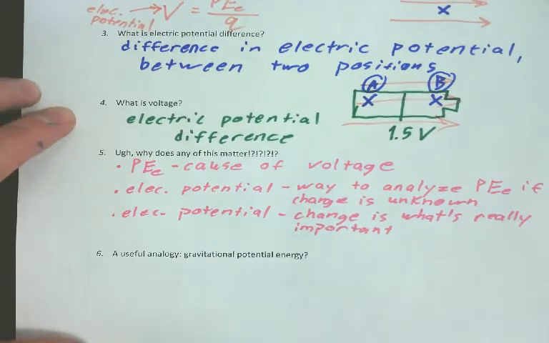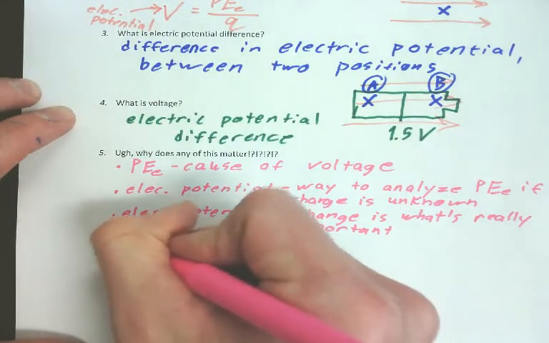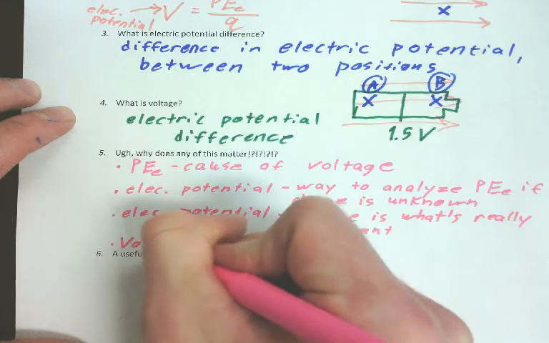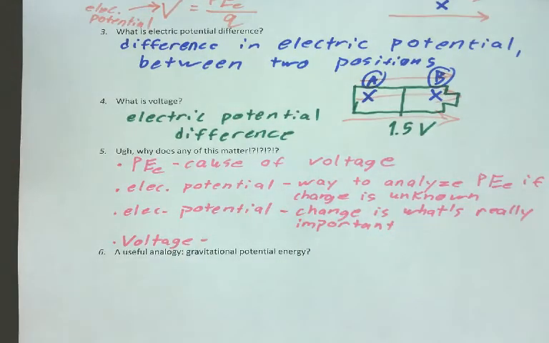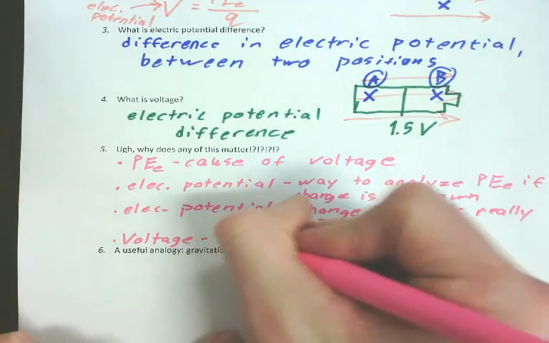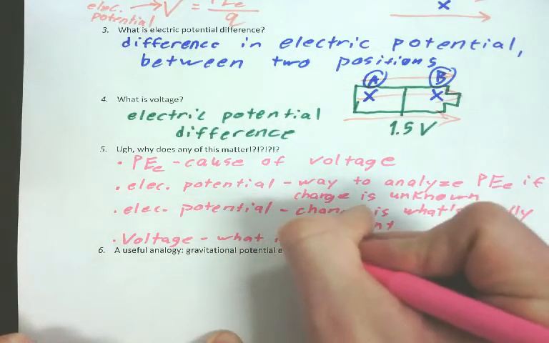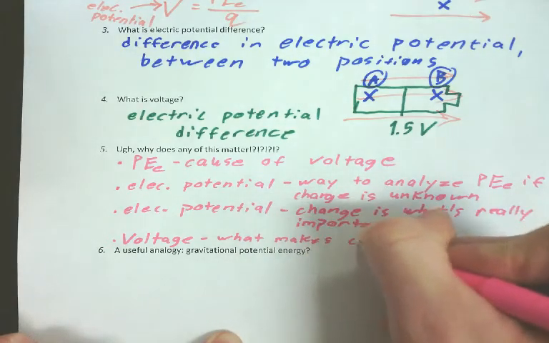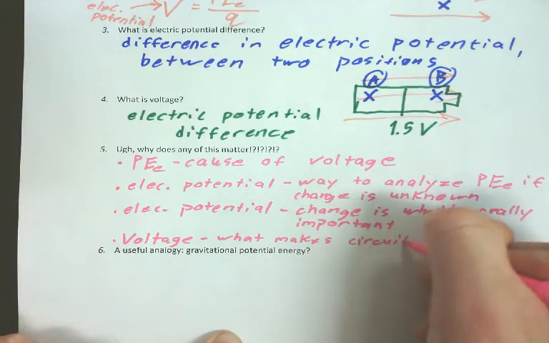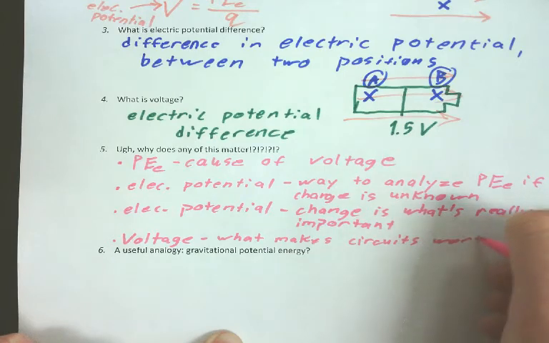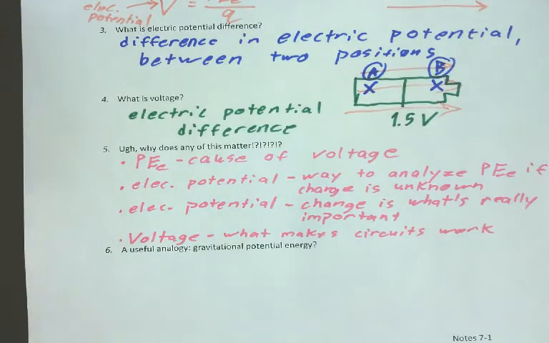Which brings us to the last one, voltage. Voltage matters because it's what makes circuits work. Without voltage, circuits don't work. Voltage is like the pump that makes electrons go through something.